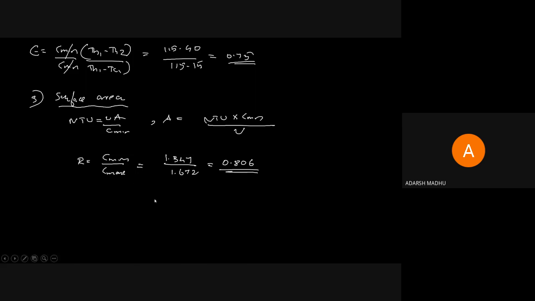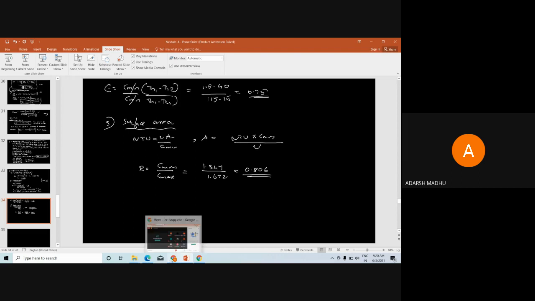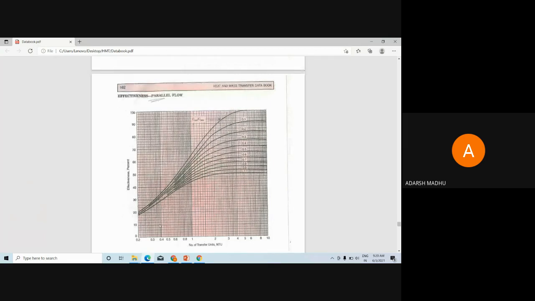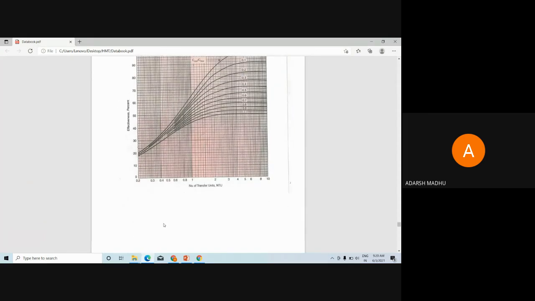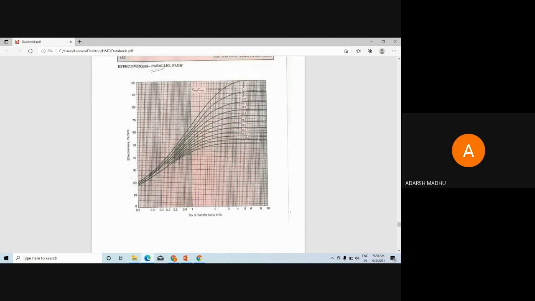Please write down from the graph of the counter flow effectiveness equation. From the data book, please take your data book and note the page number, page number 162, for the effectiveness graph. The NTU value for effectiveness 0.75 and R value 0.806. We can find 0.806 near 0.8 here. 0.8 is here. So the graph is flowing.